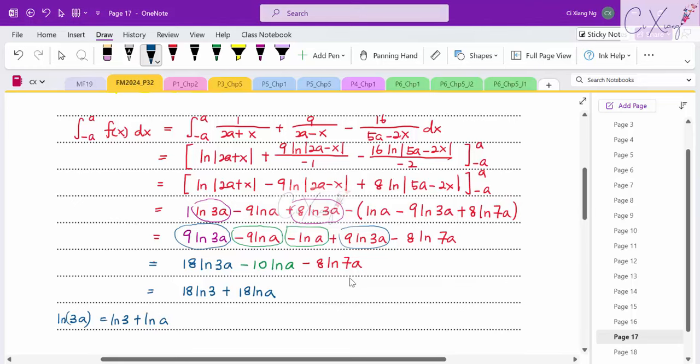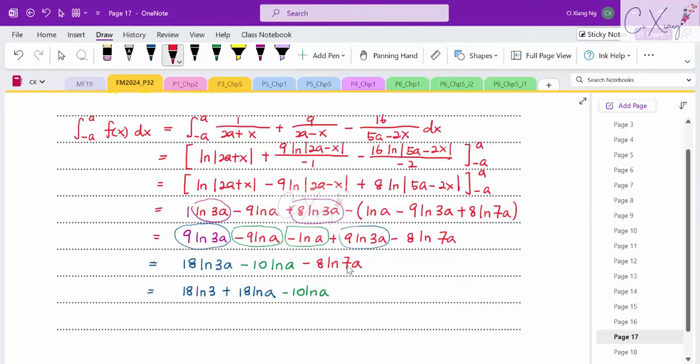Because ln 3A can be written as ln 3 plus ln A, so 18 needs to multiply into both terms here. So this is what I get here. Then for negative 10 ln A, I don't do anything yet. I cannot further factorize it or expand it, so I just keep it like this. Then for the negative 8 ln 7A, I will have negative 8 ln 7, then minus 8 ln A.